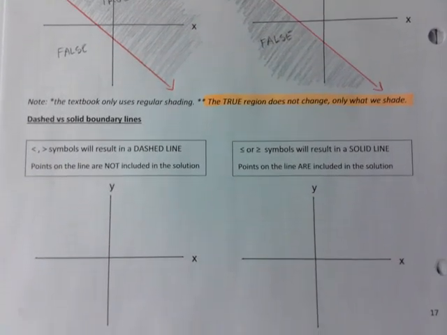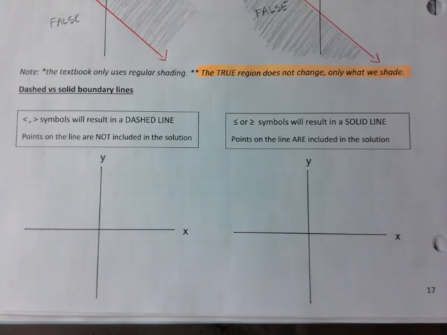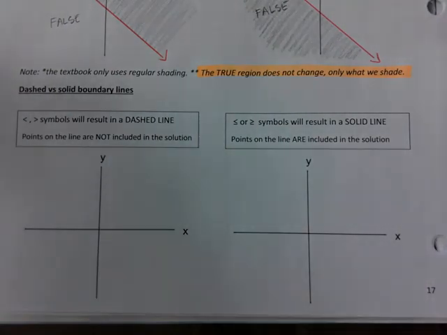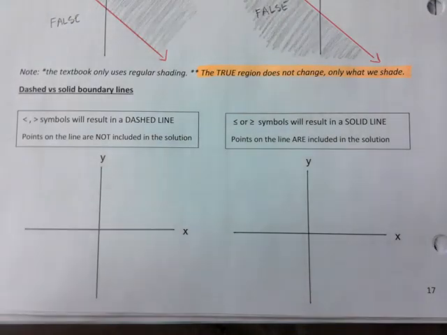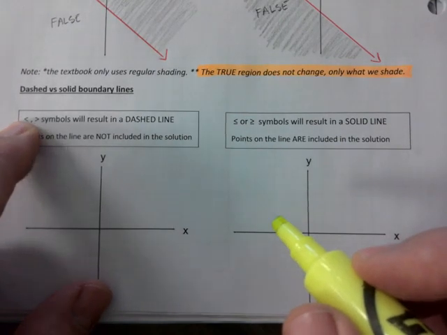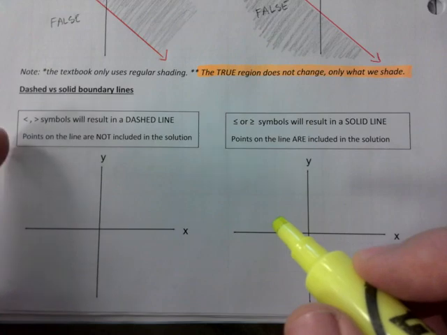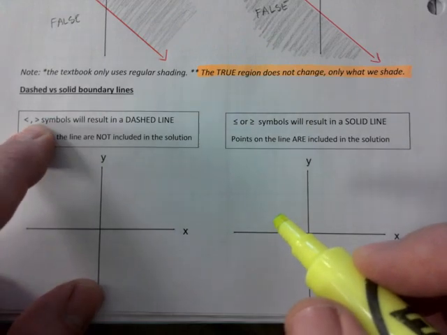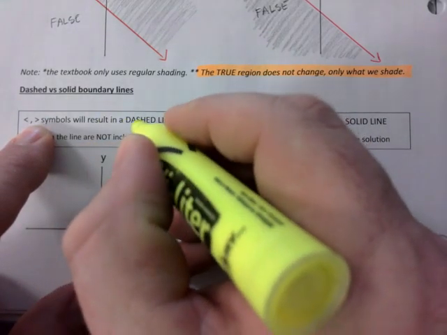Let's go down a bit more. Dash versus solid boundary lines. So if you have less than or greater than, you always read it from left to right. Less than or greater than symbols will be a dashed line.